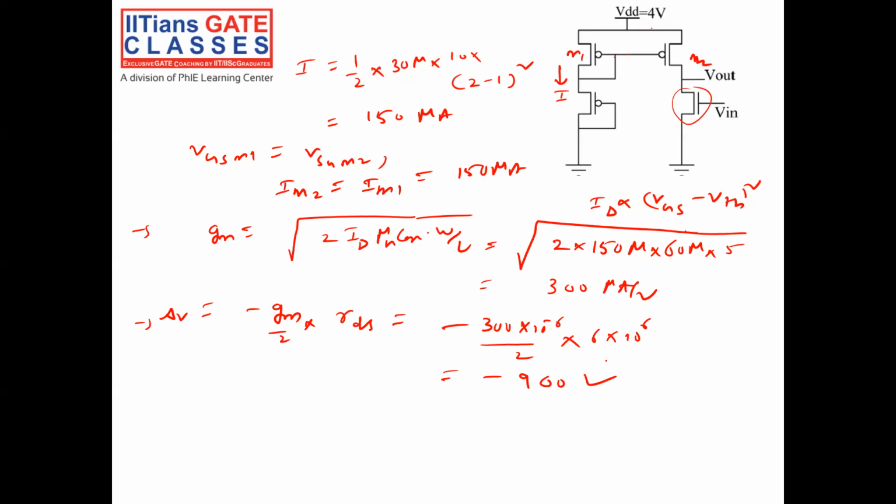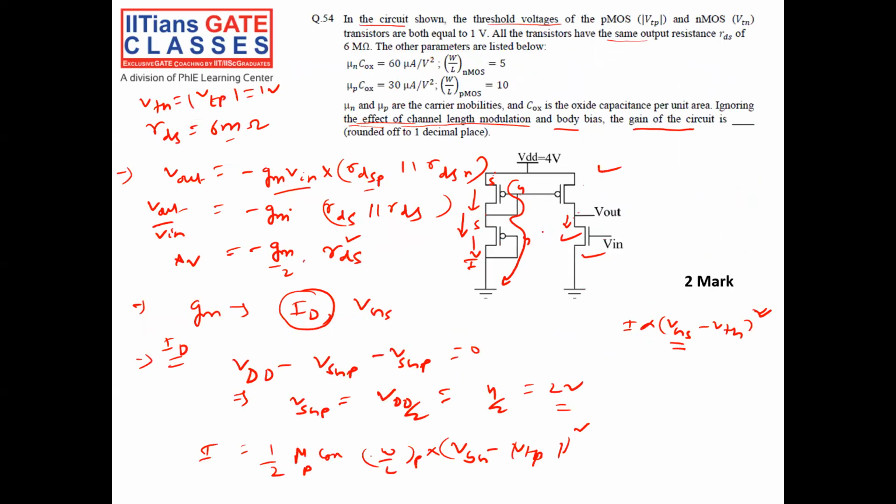Let me just brief you. First thing is, when I apply an input AC, it will generate a current minus GM into VM. Then current into resistance is my voltage, so I did current into resistance. Then my gain will be GM by 2 into RDS. Since I know RDS, the main important aim is to find the GM. For finding GM, I have to know the DC current flowing through my input transistor.